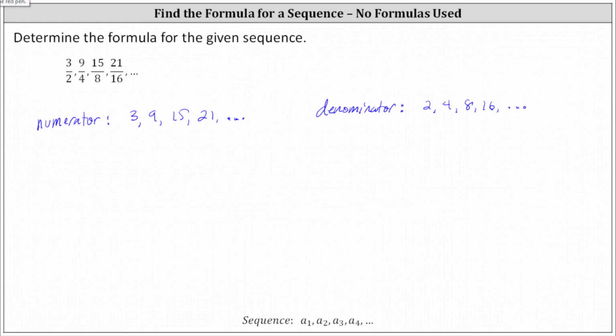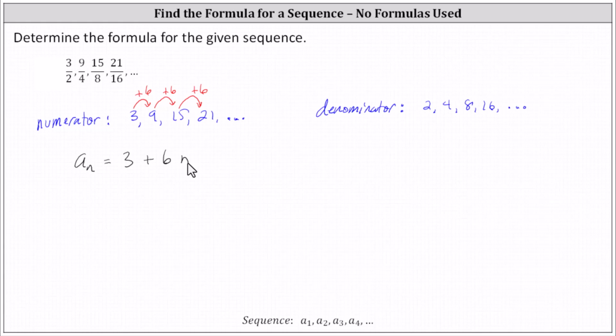Analyzing the sequence, notice how we have a pattern of repeated addition. Notice 3 plus 6 is 9, 9 plus 6 is 15, 15 plus 6 is 21, and so on. And because we can think of repeated addition as multiplication, we might be thinking the correct formula is going to be a sub n equals the first term of 3 plus multiples of 6, or 6 times n.